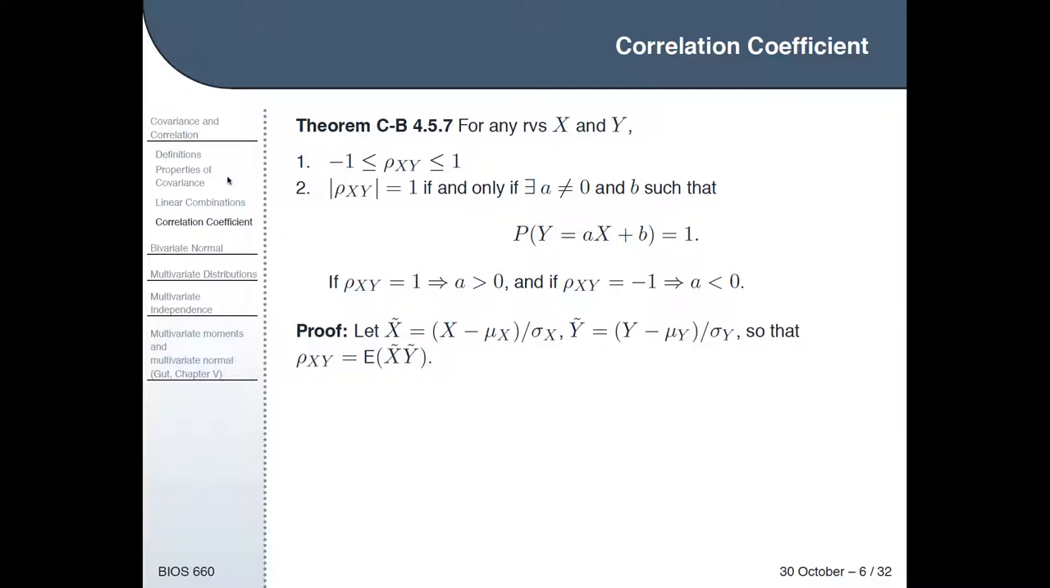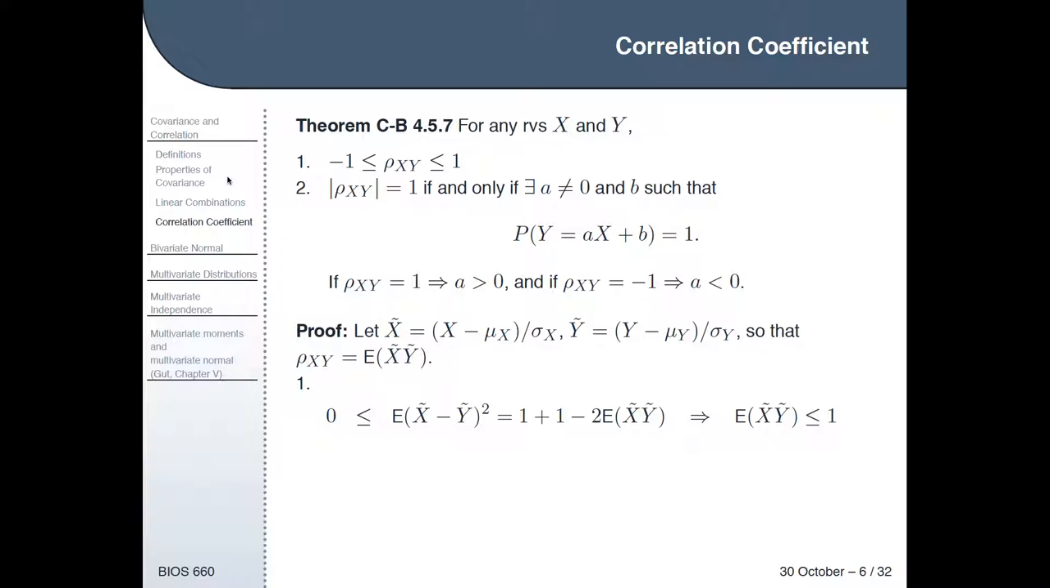Well, let's first convert x and y to standardized variables, or z-scores they're sometimes called. We do that by just subtracting off the mean and dividing by the standard deviation. We do that just because it makes the proof a little bit cleaner: the correlation between x and y will just be the expected value of x twiddle times y twiddle.